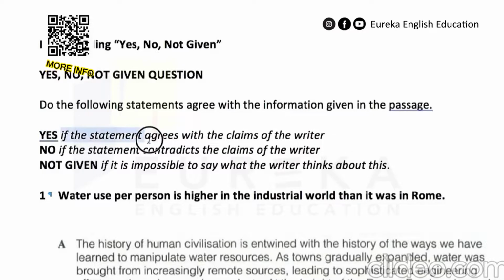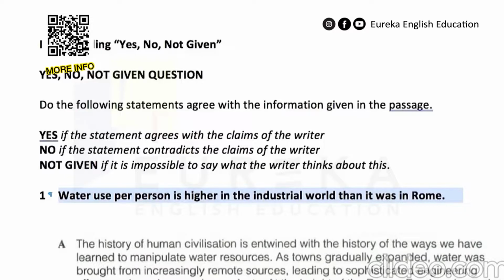Yes means the statement agrees with the claims of the writer, or the statement is No, which means the statement contradicts the claims of the writer, or Not Given, which means it is impossible to say what the writer thinks about the statement. So let's see the sample question. I have provided one example related to the question type: Water use per person is higher in the industrial world than it was in Rome.